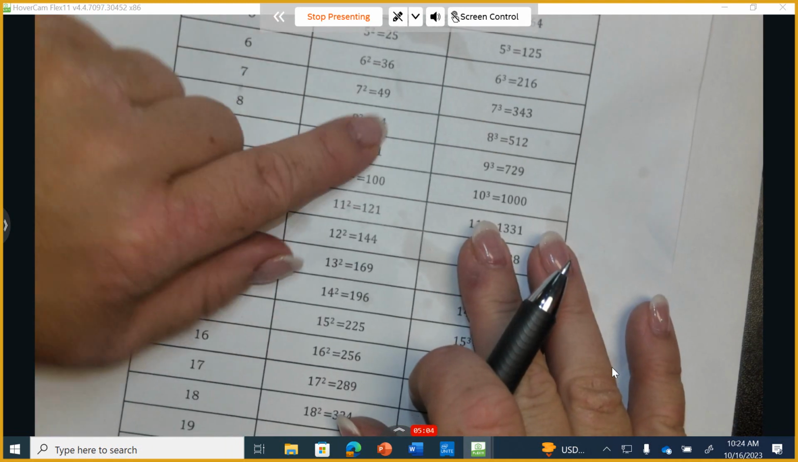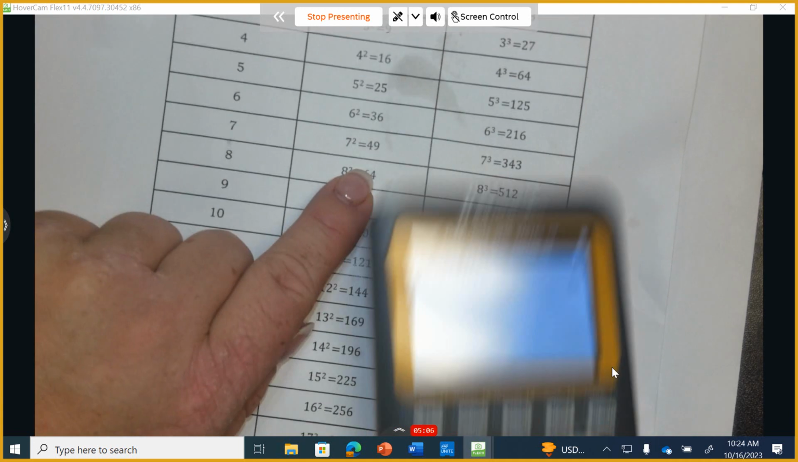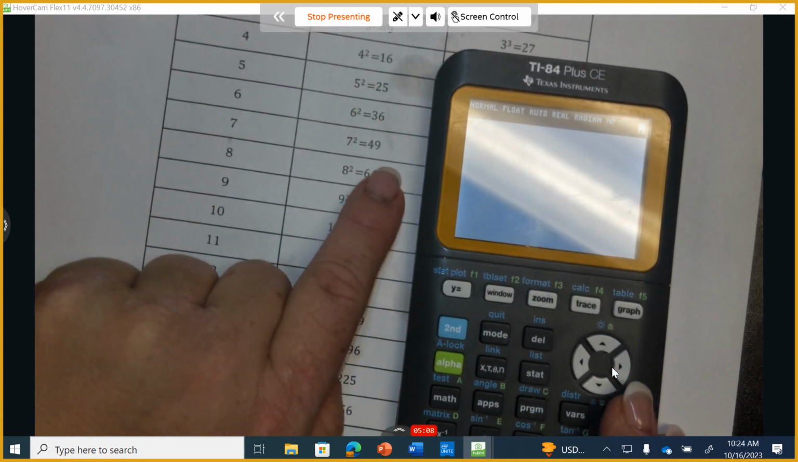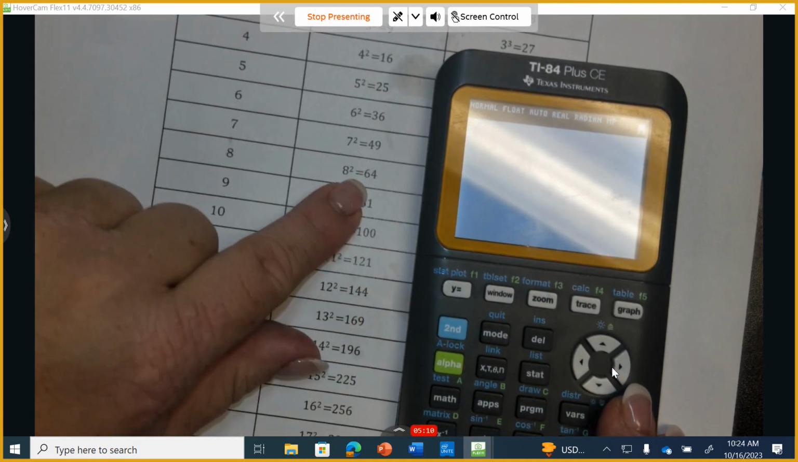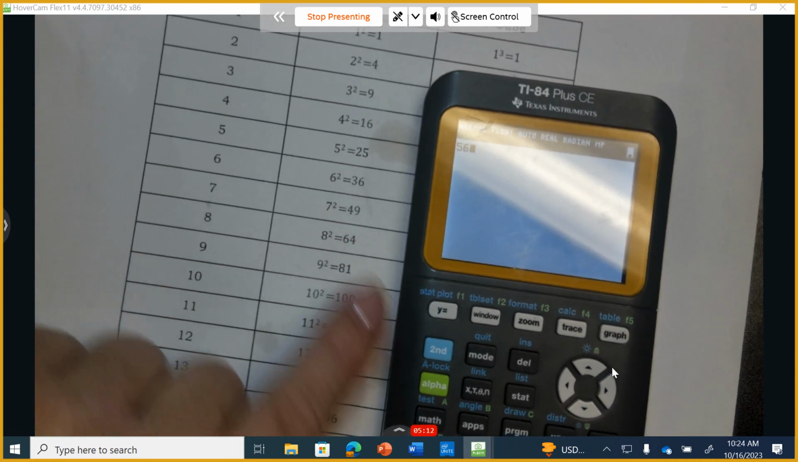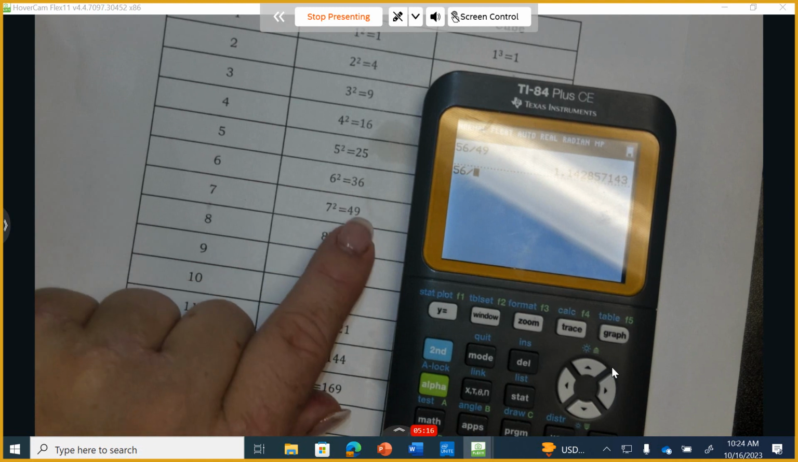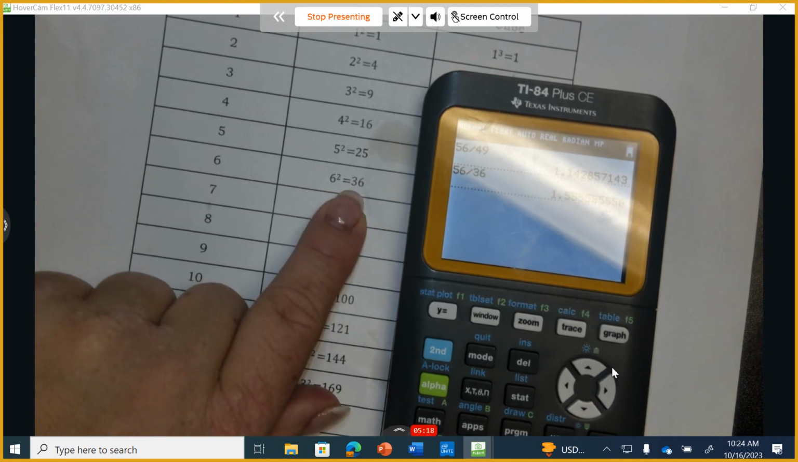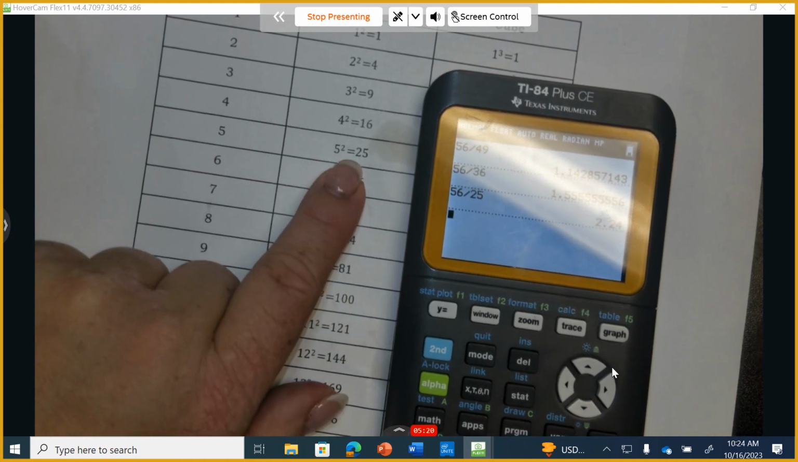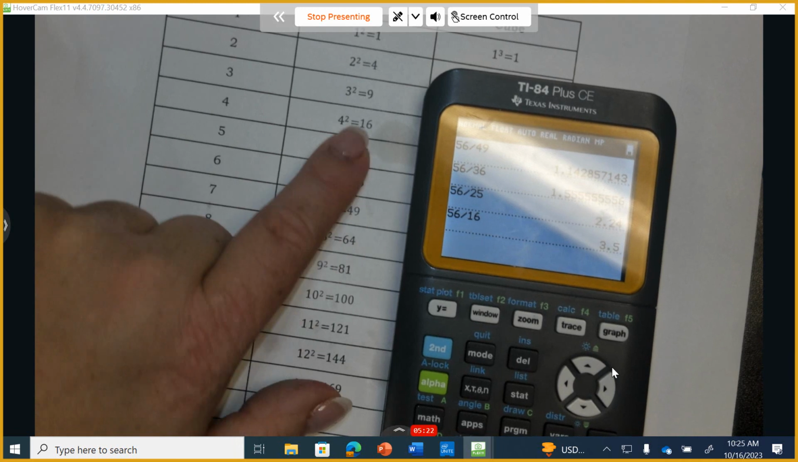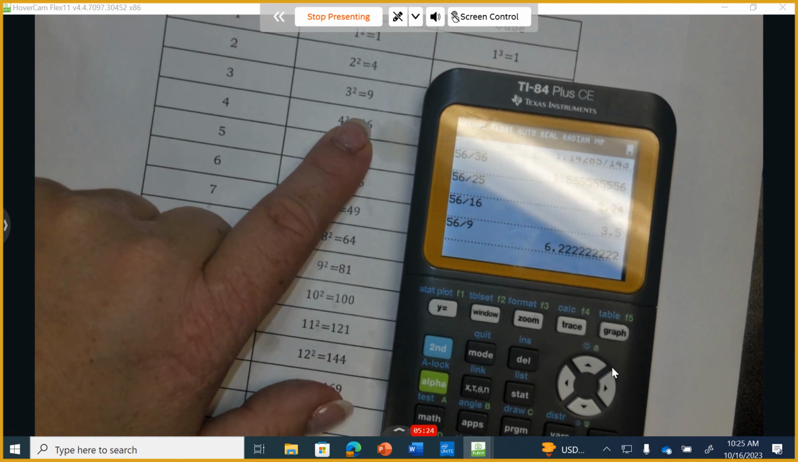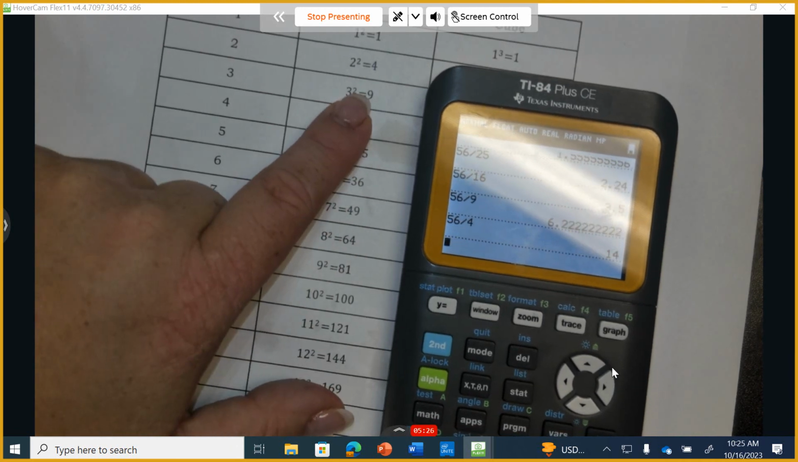Let's look here. Is 56 on this list? It is not. Grab a calculator and quickly we're going to go upward. So here's where 56 would be, in between 49 and 64. I'm going to do 56 divided by 49. That doesn't work. 56 divided by 36. No. 56 divided by 25 doesn't work. 56 divided by 16 doesn't work. Divided by 9 doesn't work. Divided by 4, it does work.